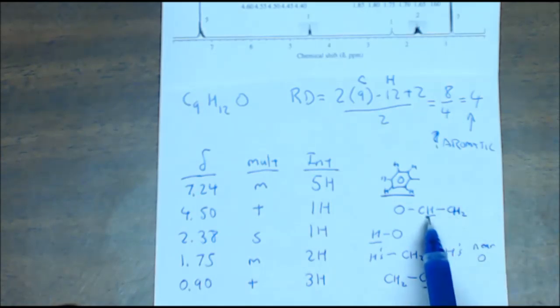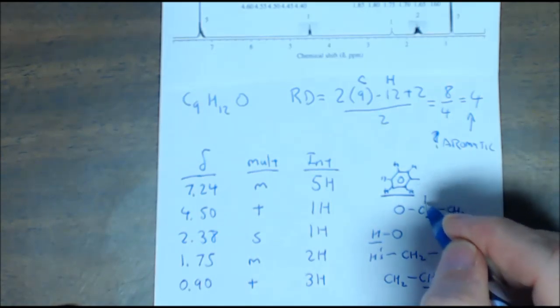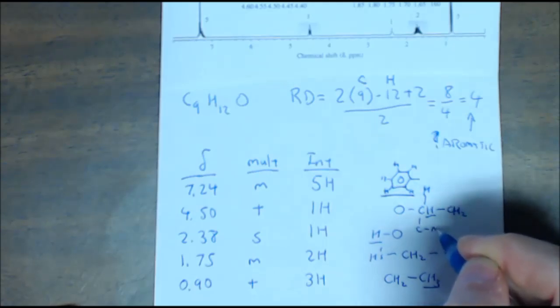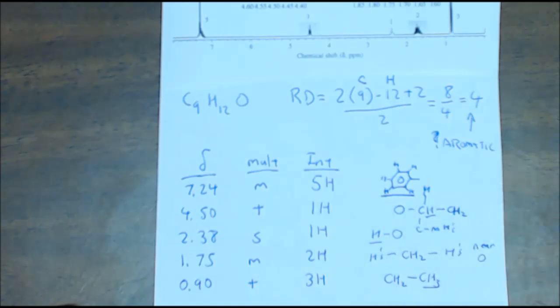What else is attached to this thing? Well, if I draw it this way, I've got an H up here and something else that has no hydrogens. So carbon, no hydrogens, is attached in that position. Okay? So now I go down to 2.38.